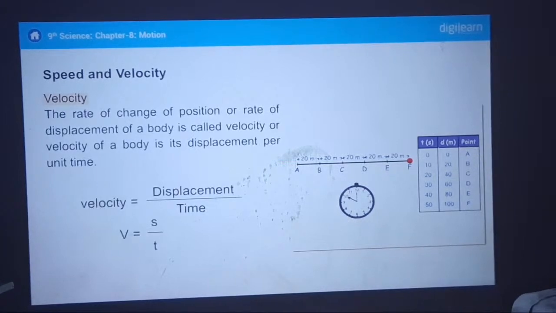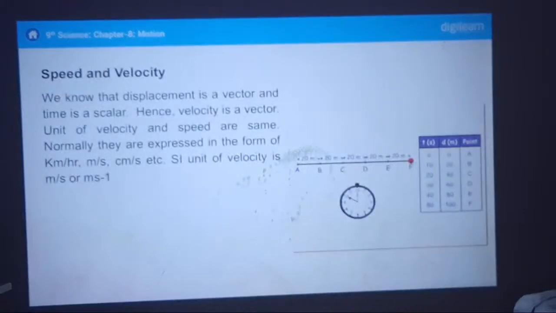Velocity. The rate of change of displacement is called velocity. Velocity is equal to displacement divided by time. V is equal to S by T. We know that displacement is a vector and time is a scalar. Hence, velocity is a vector. Units of velocity and speed are same. Normally, they are expressed in the form of kilometer per hour or meter per second or centimeter per second, etc. SI unit of velocity is meter per second.